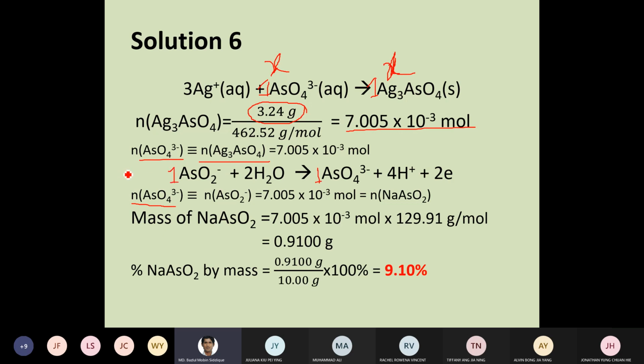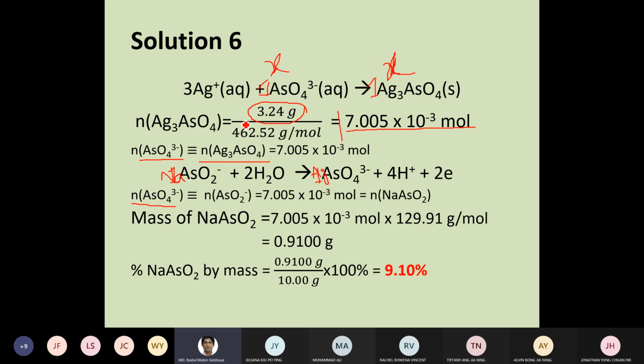here is 1. Right, because when we are adding water, it is producing sodium arsenate from sodium arsenite. When we are adding water, it is producing silver arsenite, AgAs. Okay, so silver arsenite is produced. The number of moles remains the same.